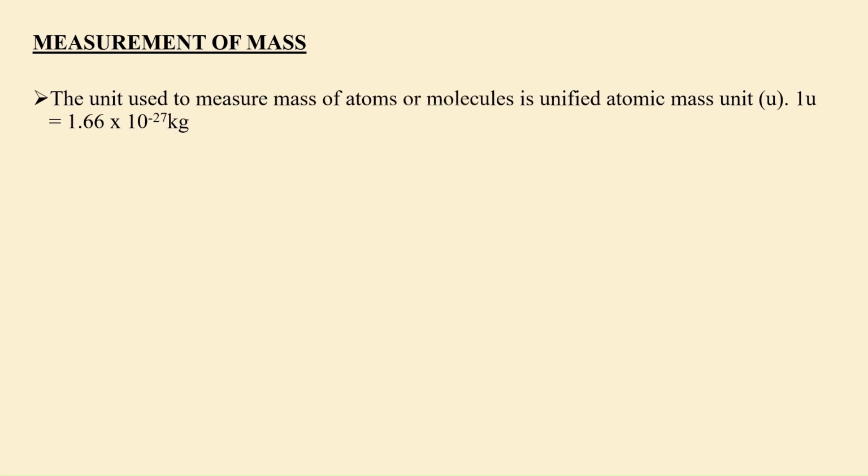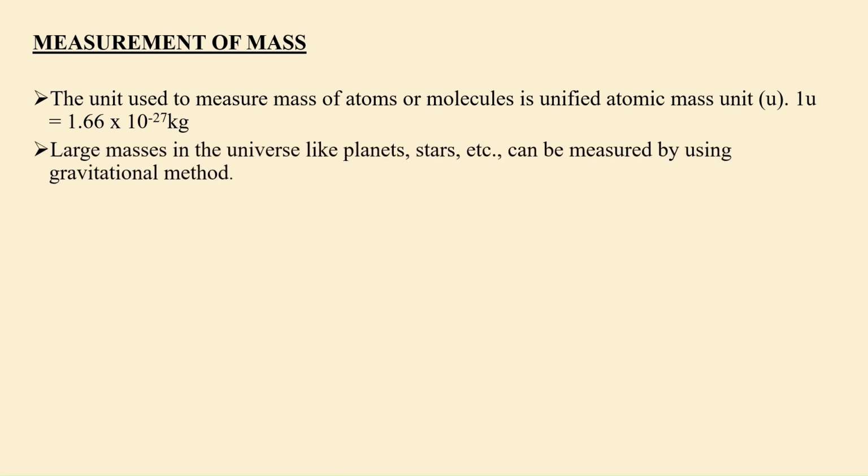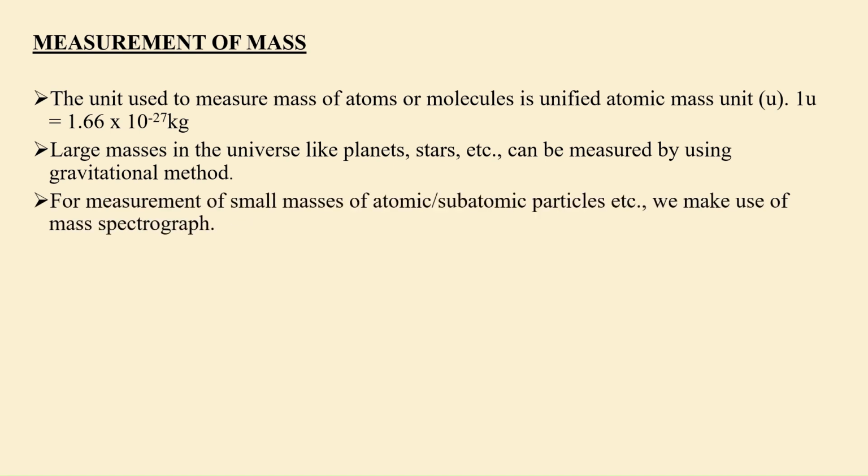Measurement of mass. The unit used to measure the mass of atoms or molecules is the Unified Atomic Mass Unit, U. 1 U is equal to 1.66 into 10 to the power minus 27 kilograms. Large masses in the universe like planets, stars, etc., can be measured by using the gravitational method. For measurement of small masses of atomic, subatomic particles, etc., we make use of a mass spectrograph.